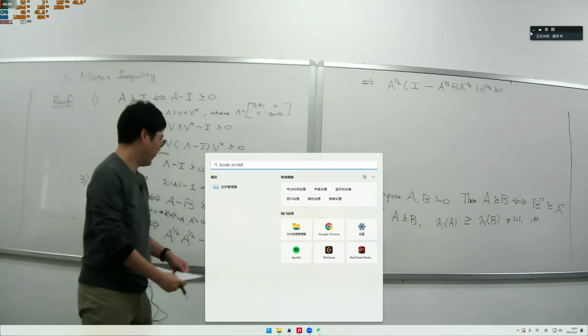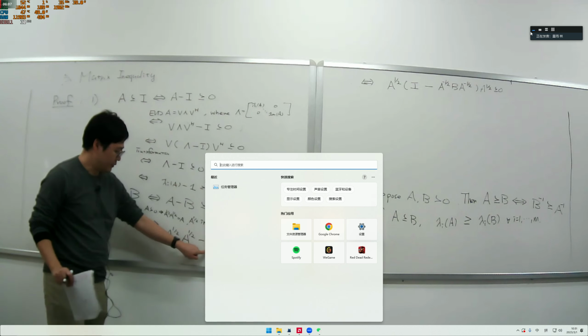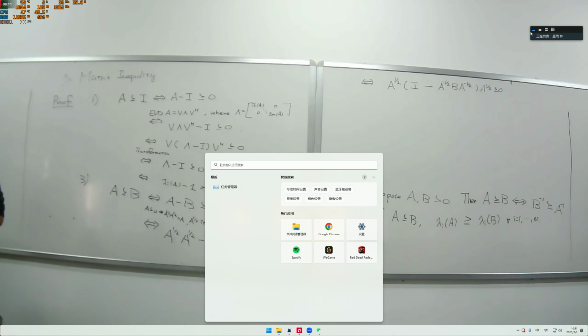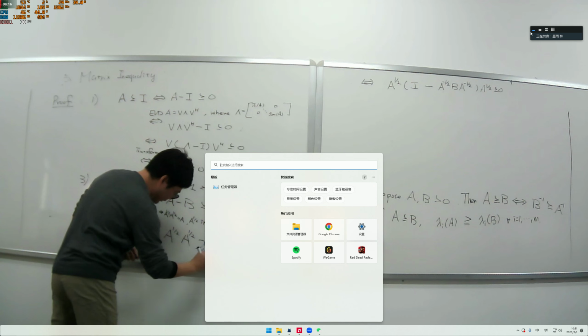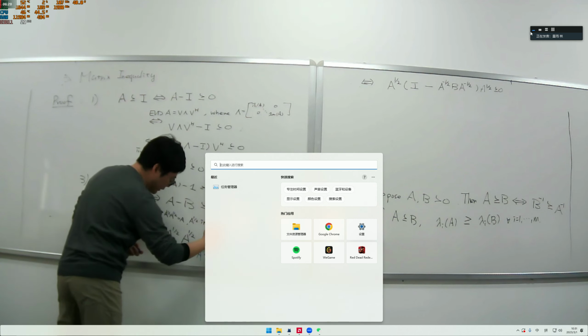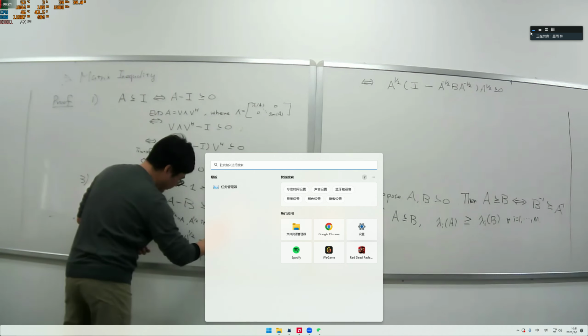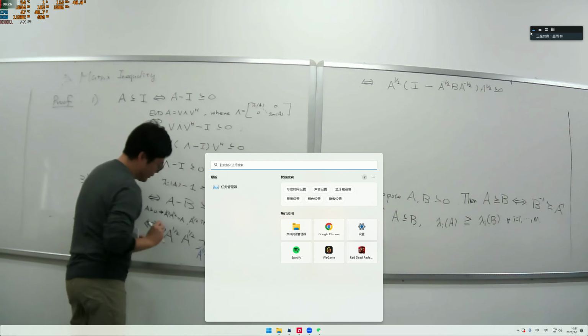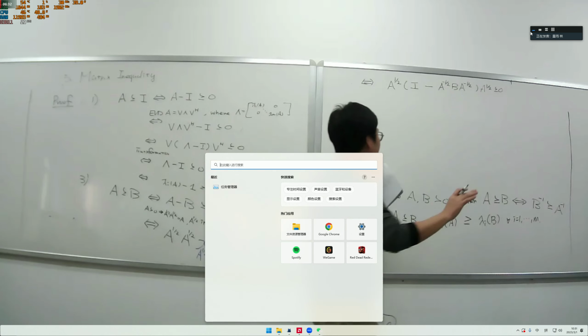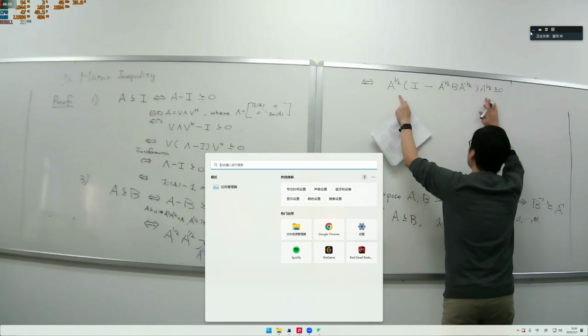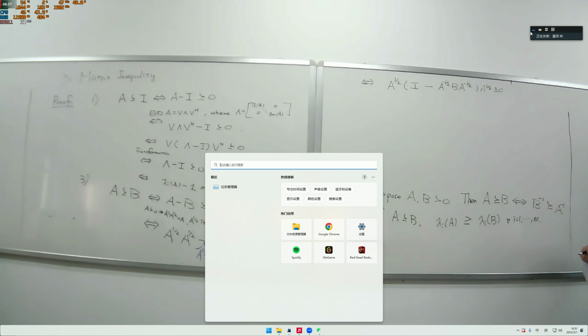Okay, so we can write B here, right? We can multiply A square root and the inverse of A square root on the left hand side, and also on the right hand side, we multiply A inverse square root and the A square root. Okay, so then we can take the A square root to both sides, here and here.